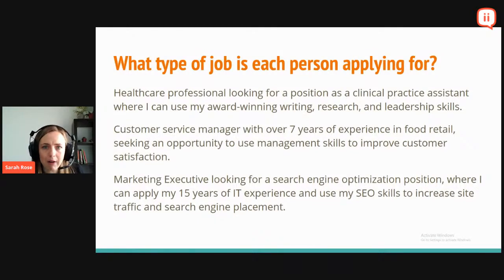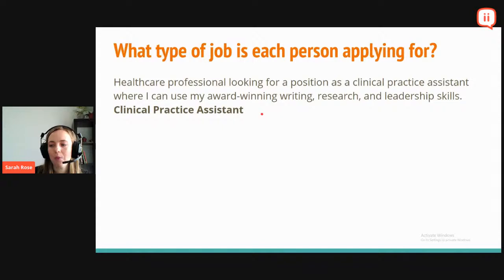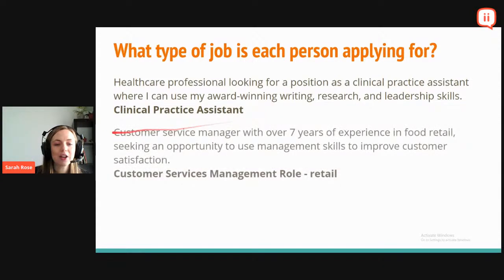This is very specific language for marketing and search engines. Like Google is a search engine. So don't worry if that seems unclear, unless you work in marketing, in which case you should understand. But let's have a look. Okay. So number one, we got clinical practice assistant. What was number two? Perhaps a customer manager. Good. Okay. So this person is looking for a customer services management role, probably in food retail. So they don't say, it's not as specific as this one, as a clinical practice assistant, but they say they want to use management skills and that they have experience in food retail. The job they want is in food retail customer services management. And what about the last one?